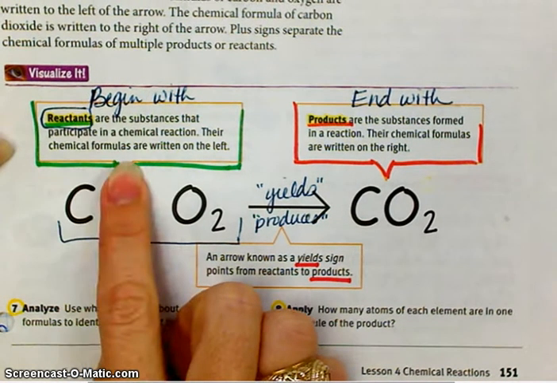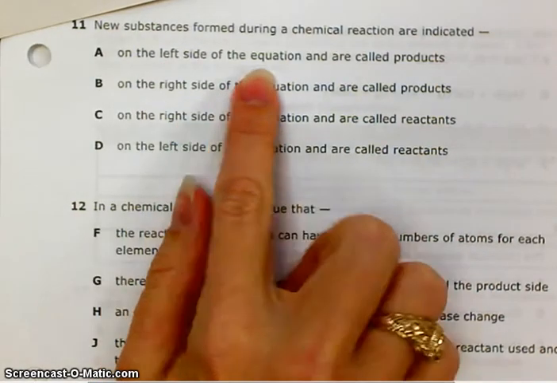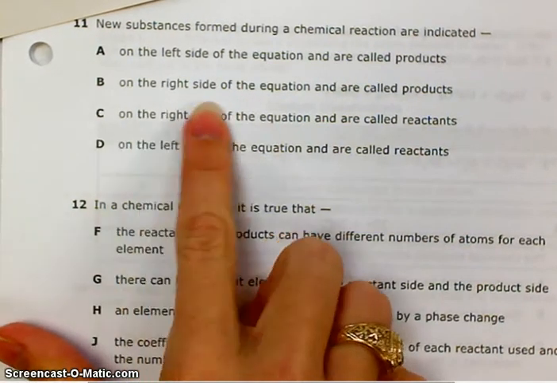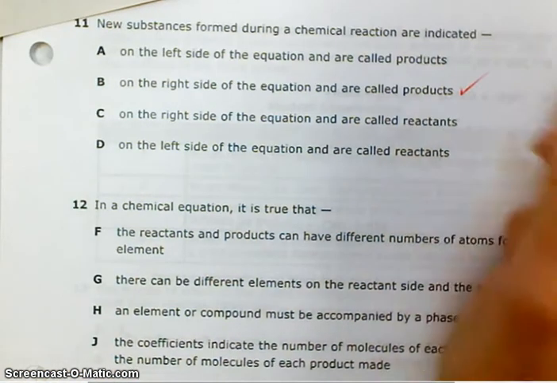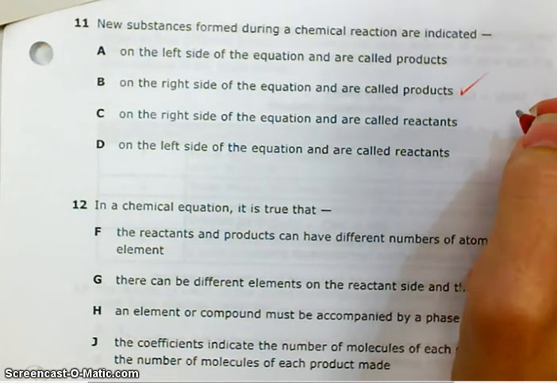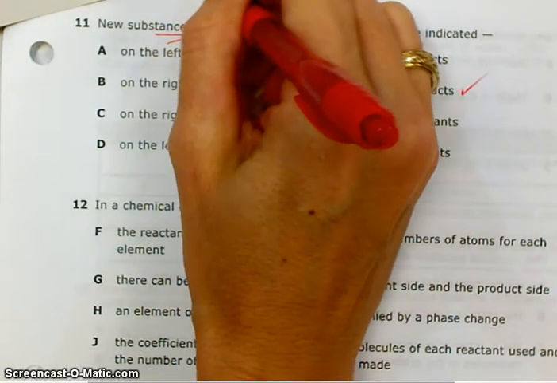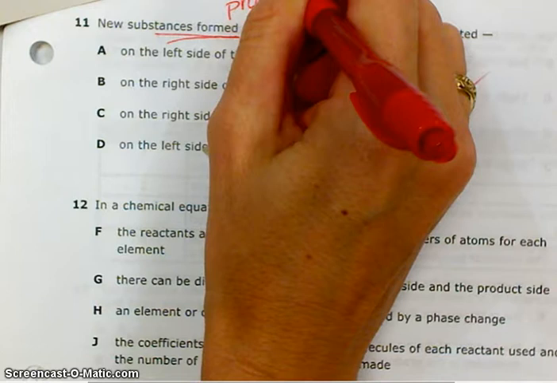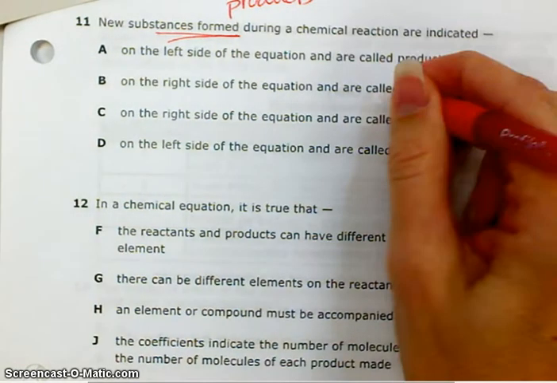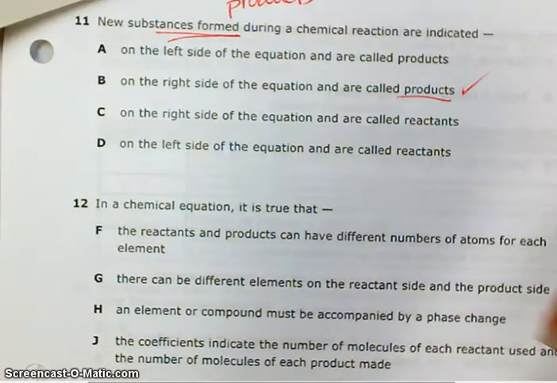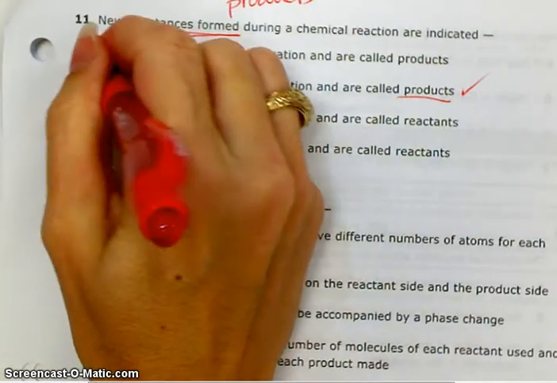You have reactants on the left, products on the right. Okay? On the left side of the equation are called reactants, on the right side of the equation are called products. That's true. On the right side of the equation are called new substances formed. So we want to look for products. New substances that are formed, those are products. They are on the right side of the equation, and they are called products. Okay, and if I didn't know that for sure, I would look at my example from page 151.